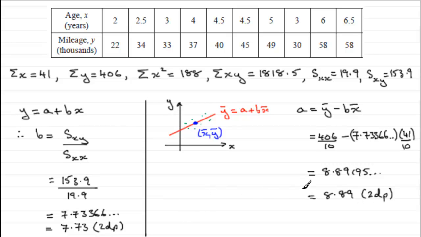Now we were asked to work out just a and b, but that means the regression line is therefore y = 8.89, that's a, plus b times x, and we know that b is 7.73, times x. Okay, so that's our regression line with our values a and b calculated.